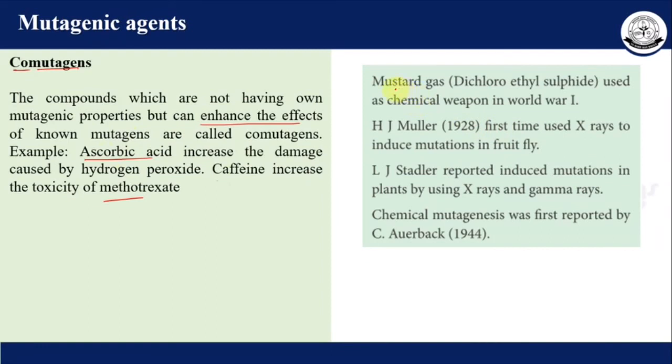Some examples given in the book, like mustard gas used as chemical weapon in World War I. Muller first time used X-ray to induce mutation in fruit fly. Stadler reported induced mutation in plant by using X-rays, and chemical mutagenesis was first reported by Auerbach in 1944.